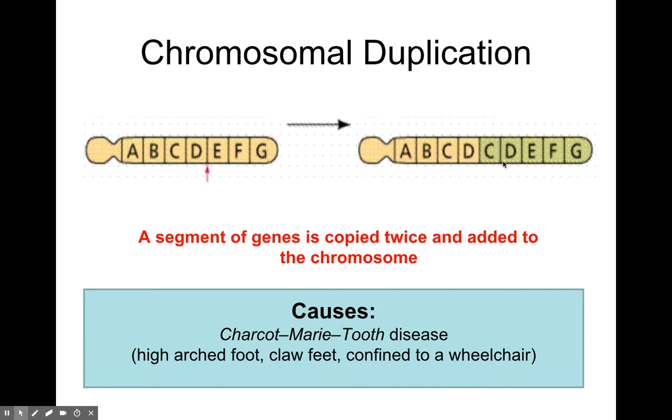So that means we have extra genes in there. And your body doesn't know that these are extras. So it just turns them on, makes the proteins, and even excess protein in your body, or specific types of proteins, can cause issues. So this one is Charcot-Marie-Tooth disease, which is a high arched foot, claw feet, and you tend to be confined to a wheelchair.